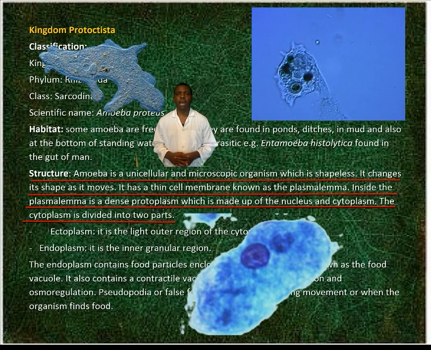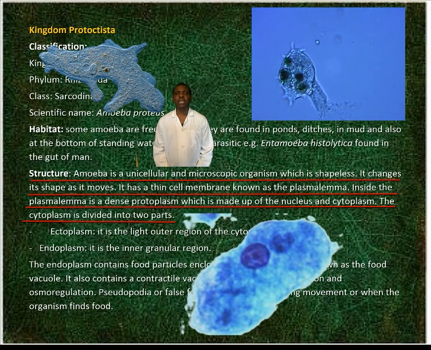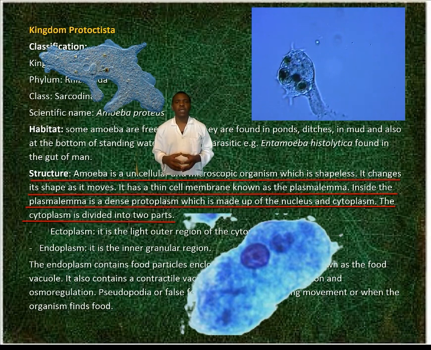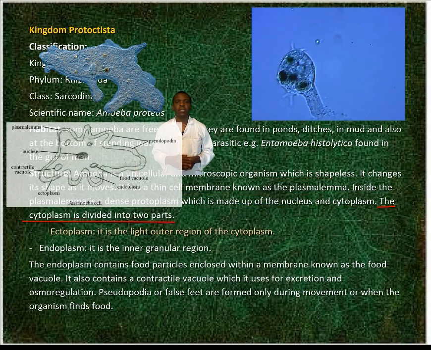Structure: Amoeba is a unicellular and microscopic organism which is shapeless. It changes its shape as it moves. It has a thin cell membrane known as the plasmalemma. The cytoplasm is divided into two parts. Ectoplasm, the lighter outer region of the cytoplasm. Endoplasm, the inner granular region.